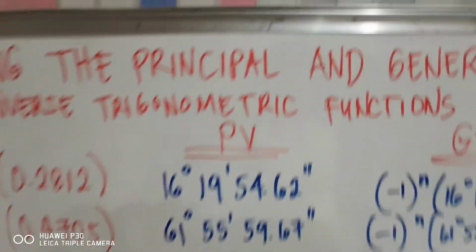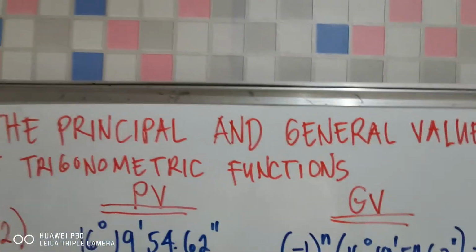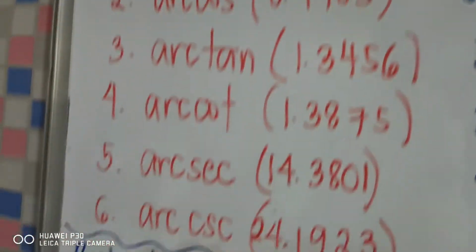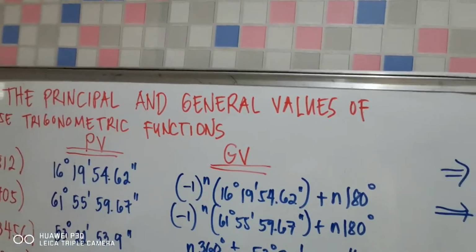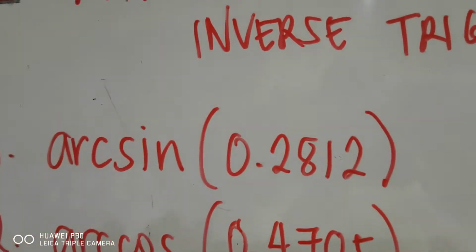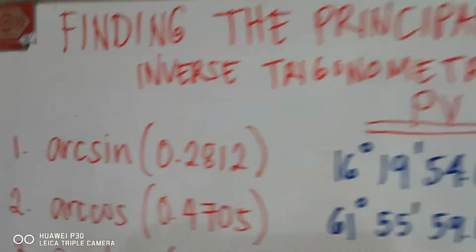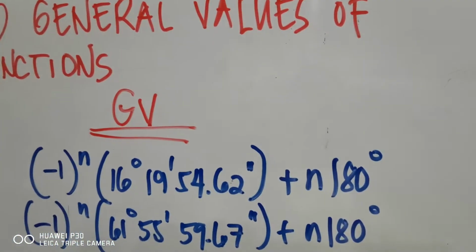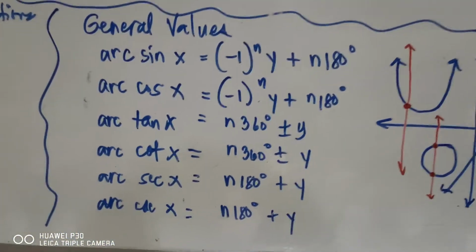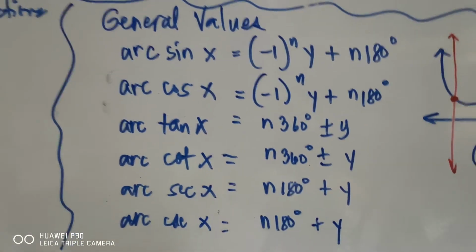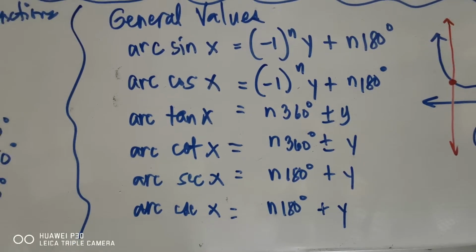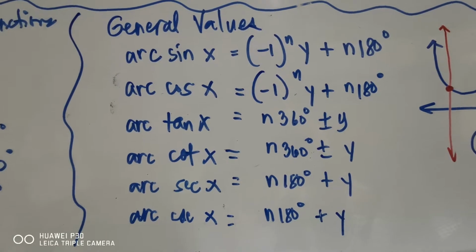Okay, so from there, we have the principal and general values. So the principal value is always 1 for each problem. But the general values are infinite. So instead of writing all the general values of a particular inverse trigonometric function, we rewrite a formula. This formula is based upon these values. So if your inverse trigonometric function is sine, then you follow the formula, negative 1 to the power of n times y plus n times 180 degrees.